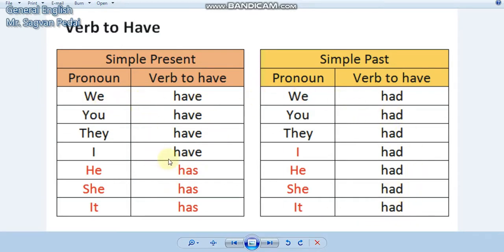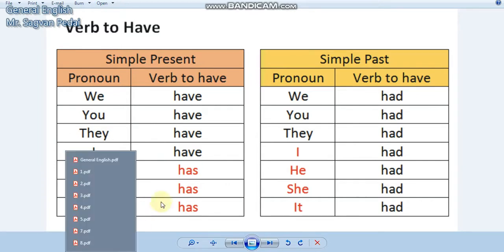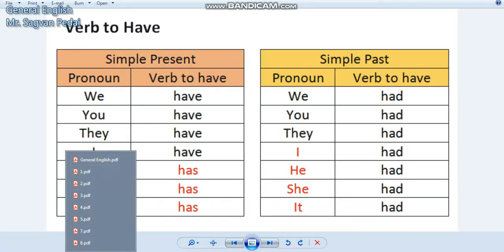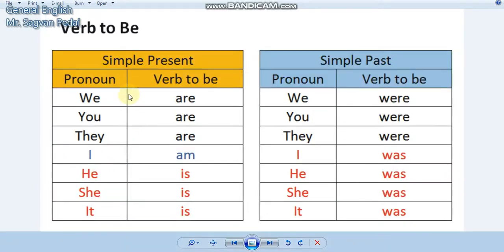So we have, you have, they have, I have, he has, she has, it has. We are, you are, they are, I am, he is, she is, it is.